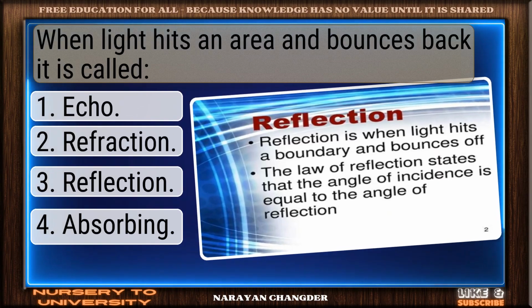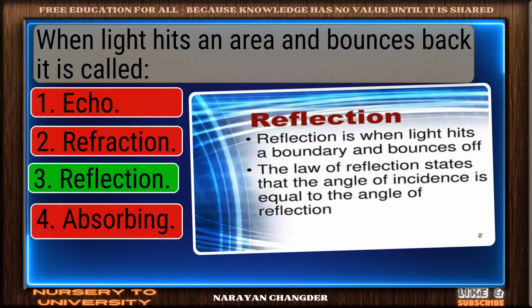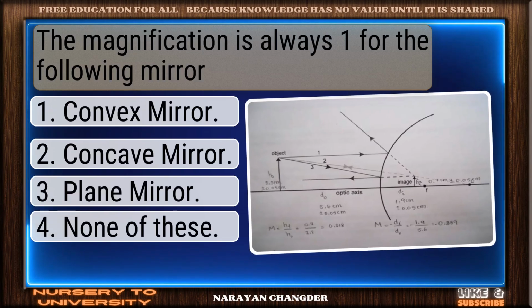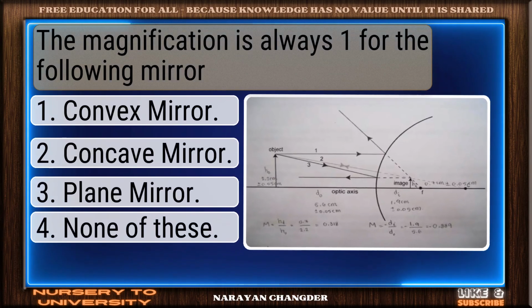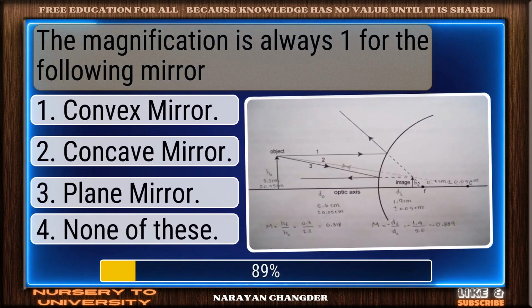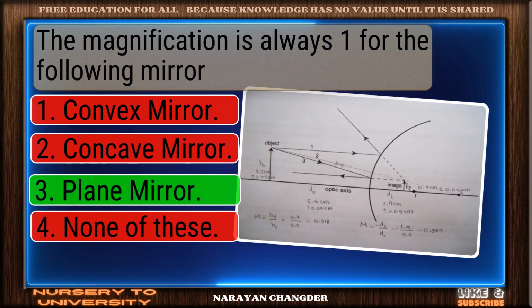When light hits an area and bounces back, it is called? Right again. Reflection is a valid answer. The magnification is always 1 for the following mirror. Smart move. Plane mirror is an accurate answer.